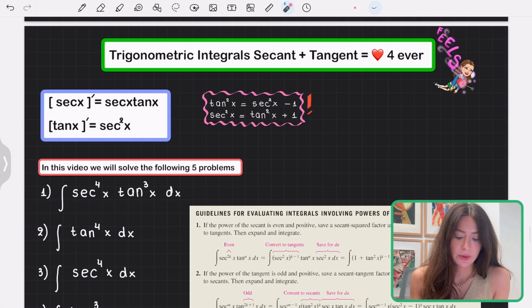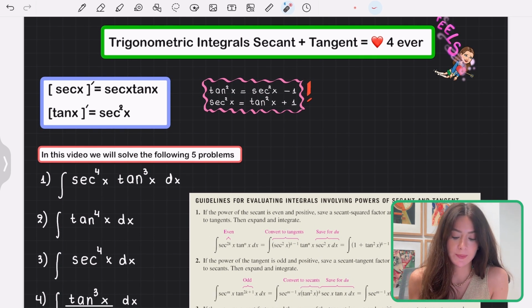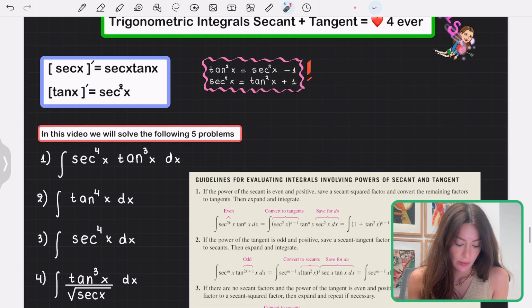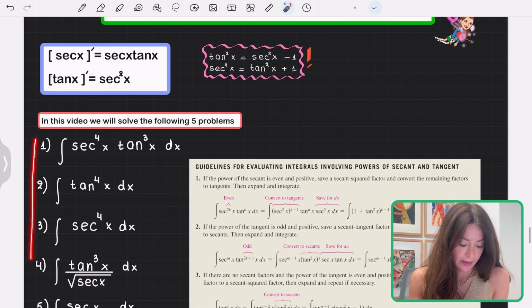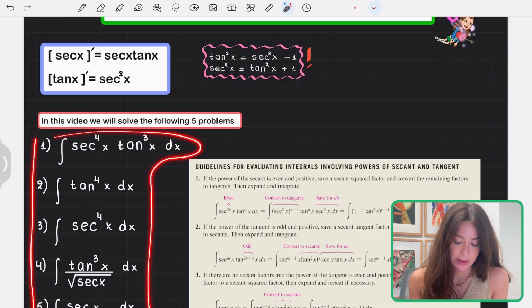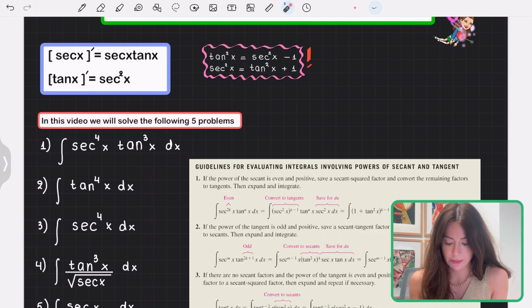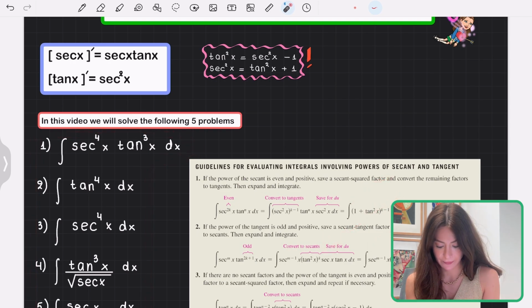Okay, so we're continuing with trigonometric integrals, this time secant and tangent. We're going to solve these 5 problems using these guidelines. We're going to use the first, second, third. We're not going to practice number 4 here because this refers to whenever secant has odd power.